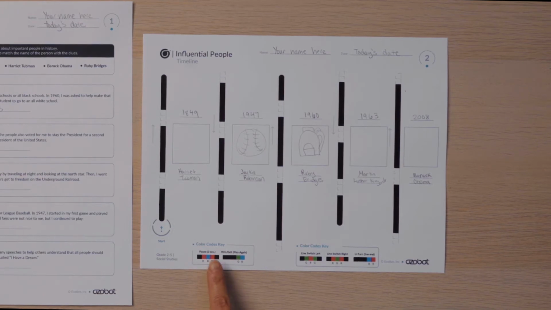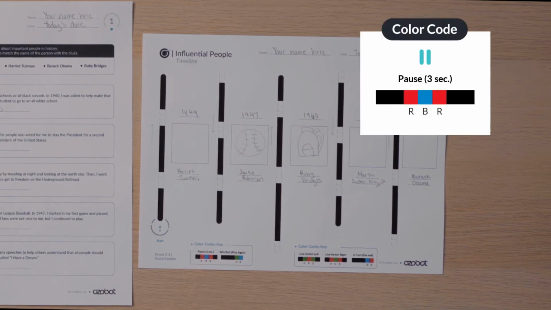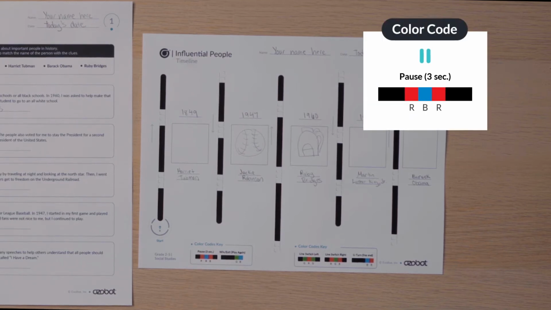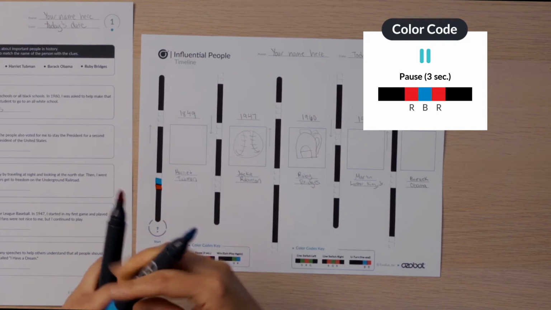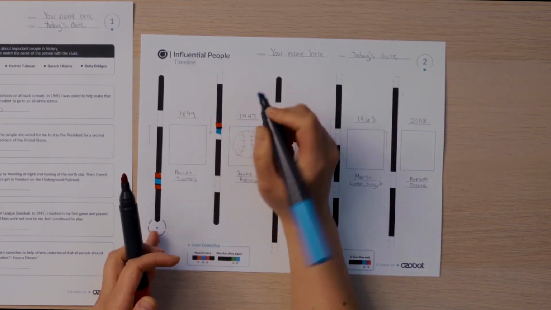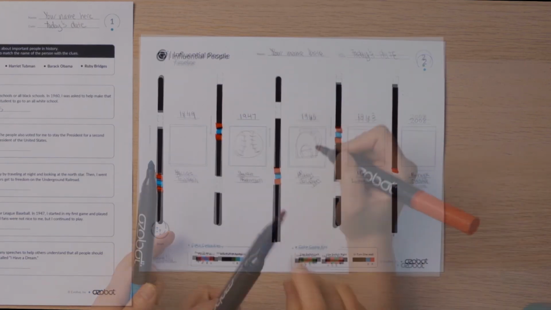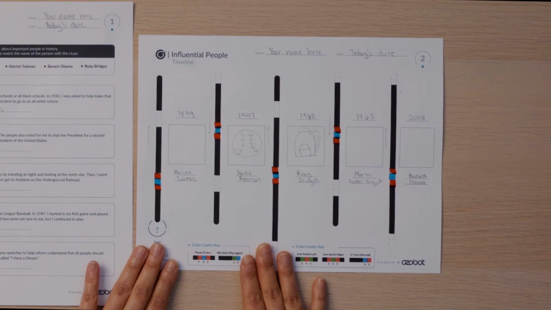Look at the color codes key to find the color sequence to program your bot to pause. You will put the color code red, blue, red in the empty boxes closest to each picture. Here is what the pause color code looks like once it's added to each line.